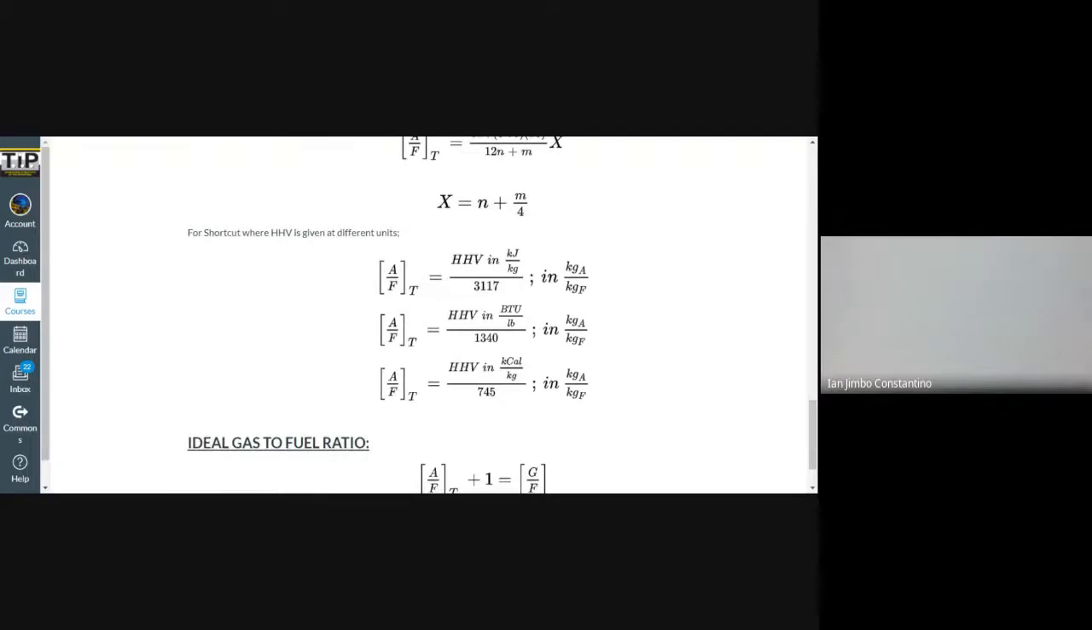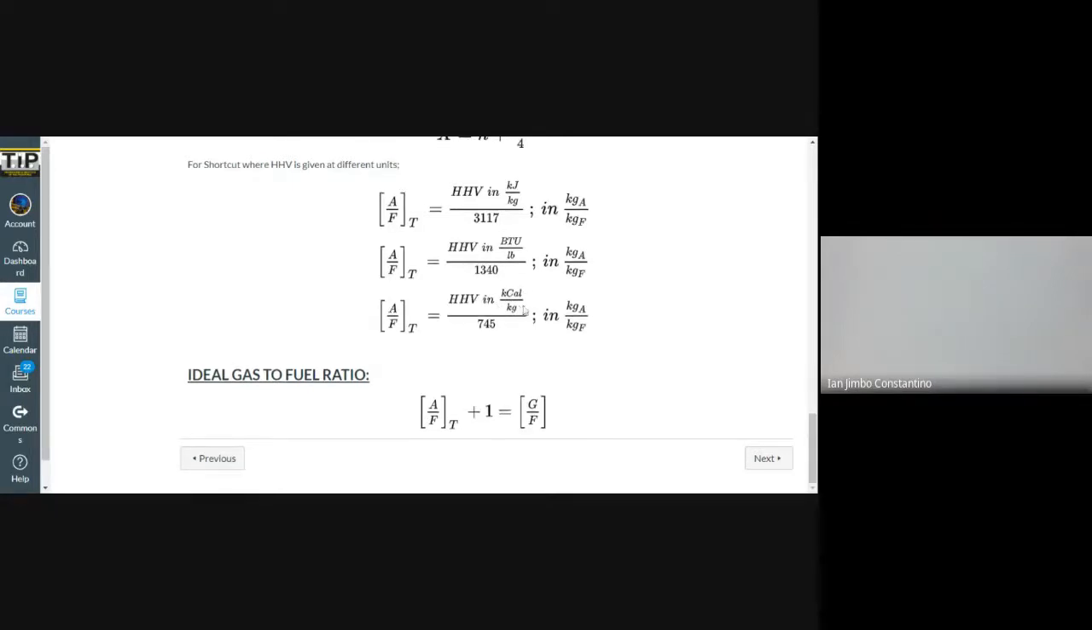Now, for the shortcut of your heating values, you can use these formulas for different given units. If you are given kilojoule per kilogram in your higher heating value, just divide that by 3,117, and the unit will be kilogram of air per kilogram of fuel. And if you are given English units in BTU per pound, you simply divide that by 1,340.